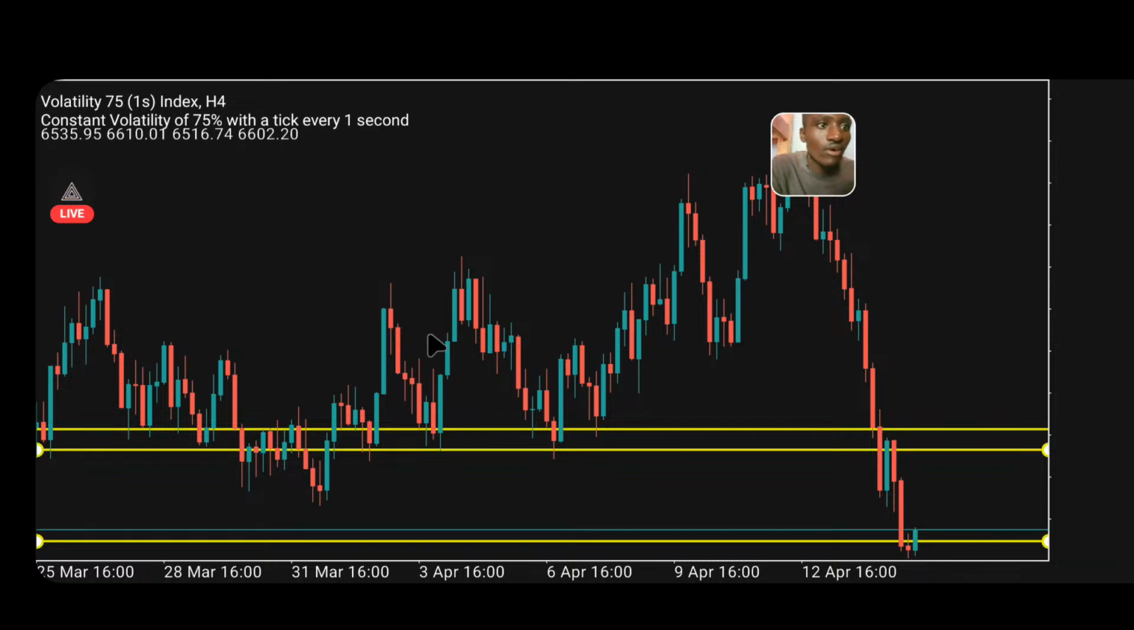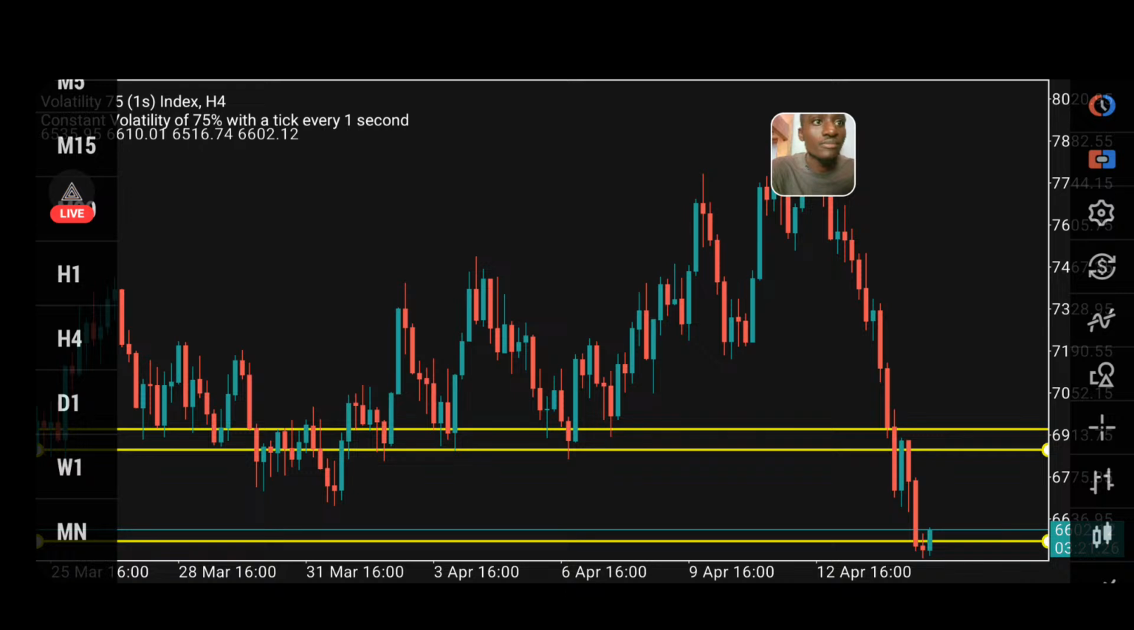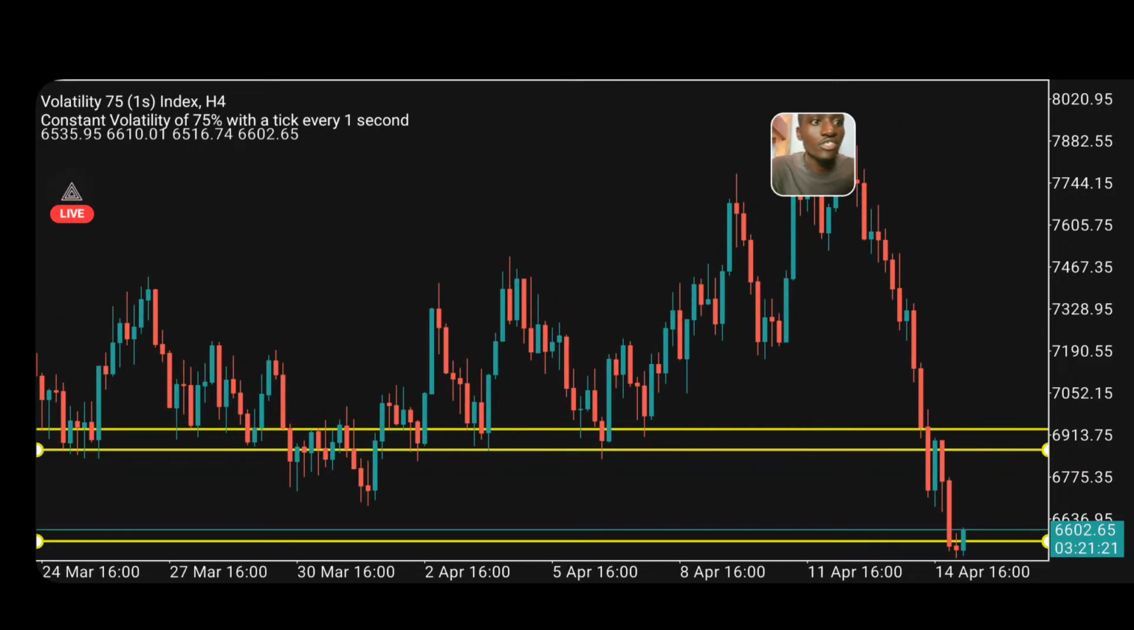And the current 4-hour candle looks like price just filled this whole range. This is the range that I'm talking about. This whole range coming down, and the current 4-hour candle is coming up. But we know that price is going to continue down, right?